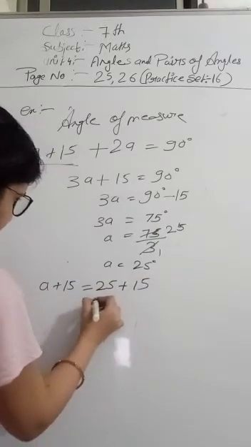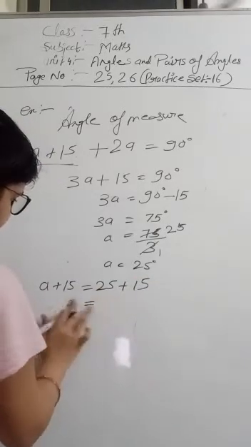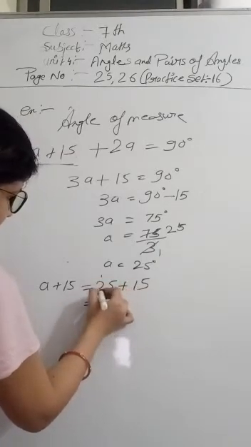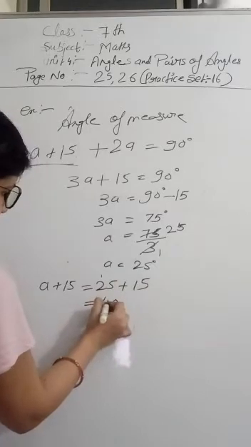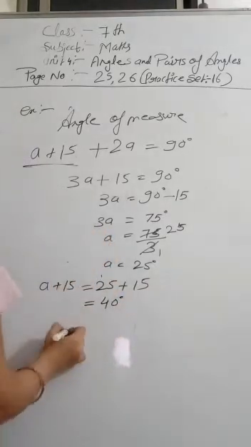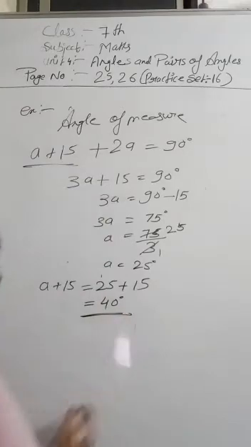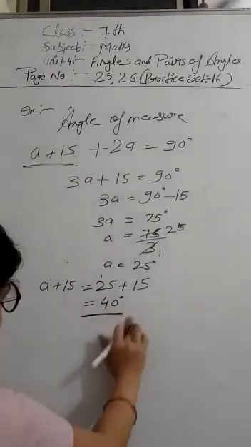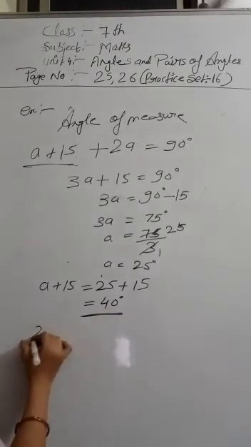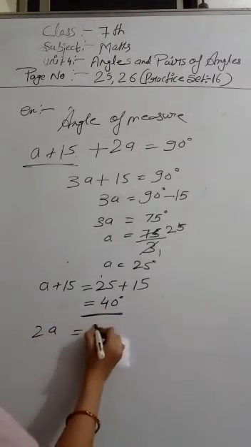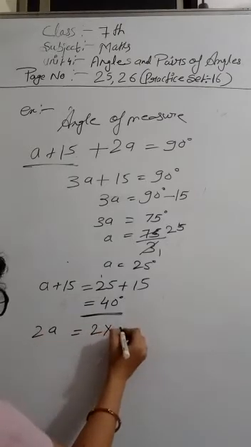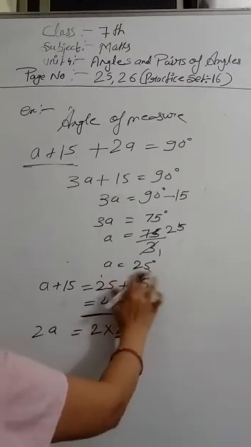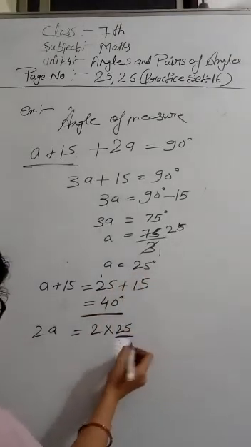So we will write here 25 and 15. 5 and 5 is 10, 2 and 1 is 3, 1 more makes 4, 40. So our angle 1 is 40 degree. We get angle 1 is 40 degree, and 2A we will write here 2A. So 2 and A, into 25, we will write here 25. A's value is 25, so we write 25 there.